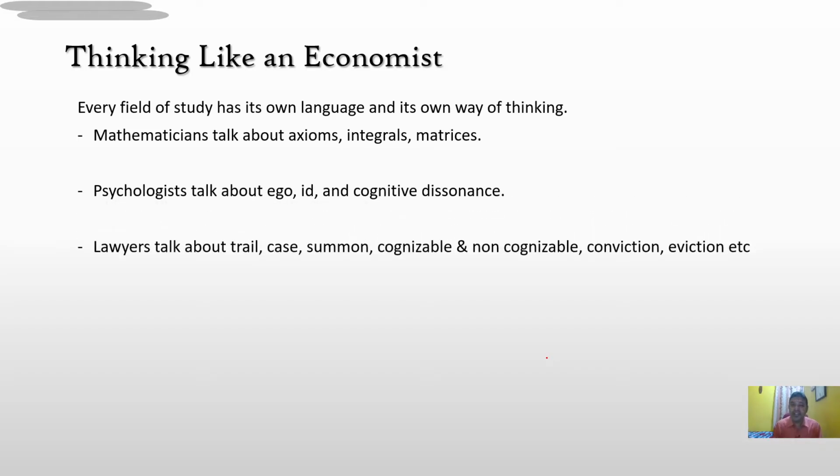Lawyers talk about trial, case, summons, cognizable offense, non-cognizable offense, conviction, eviction, acquittal, all these things we see lawyers speaking. So this is the terminology of lawyers. Doctors talk about surgery, diagnosis, prognosis, ECG, blood tests, random sugar, this is their normal thing. So this is how the different professions think.